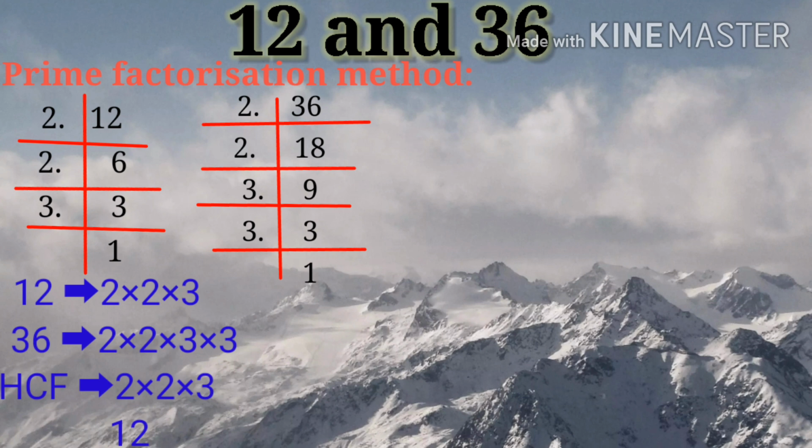Now the question is the HCF. What would be the HCF of 12 and 36? F, factors, we have taken out. Now C is for common, so just take out the common factors. 2 and 2 is common, yes. Then one more 2 is common, yes. And then 3 is common, yes. So these are the common terms. So just multiply: 3 twos are 6, 6 twos are 12. So the HCF of 12 and 36 would be 12.